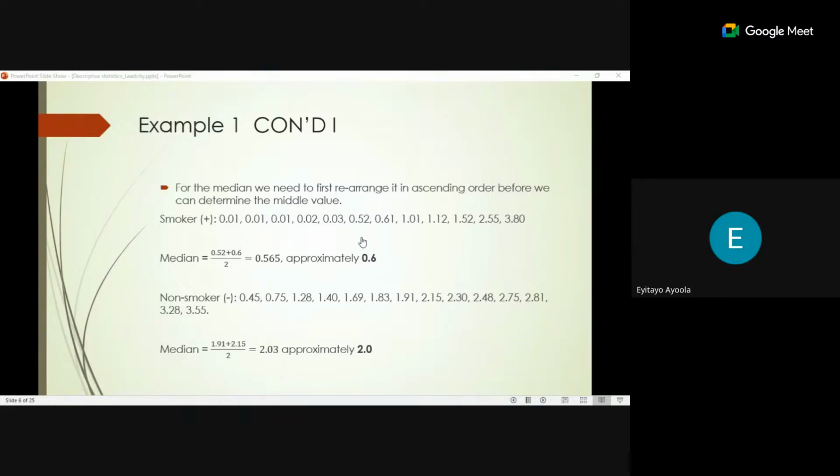Please, can we go over the median again? I don't understand. Please, can we go over it again, the median?